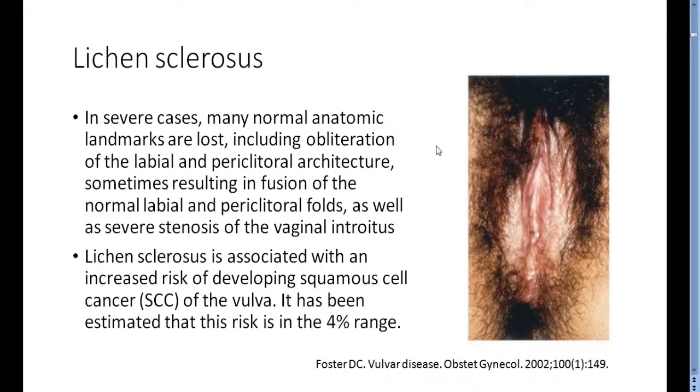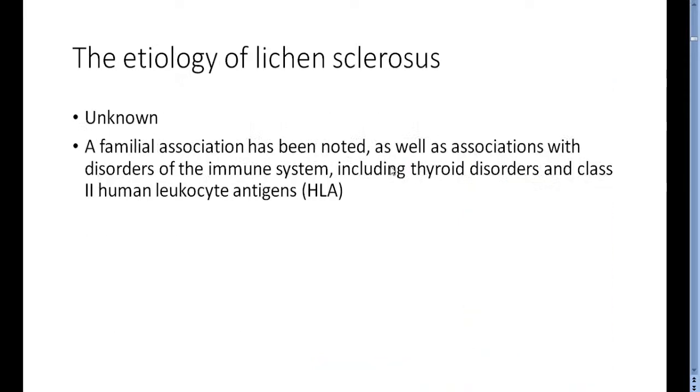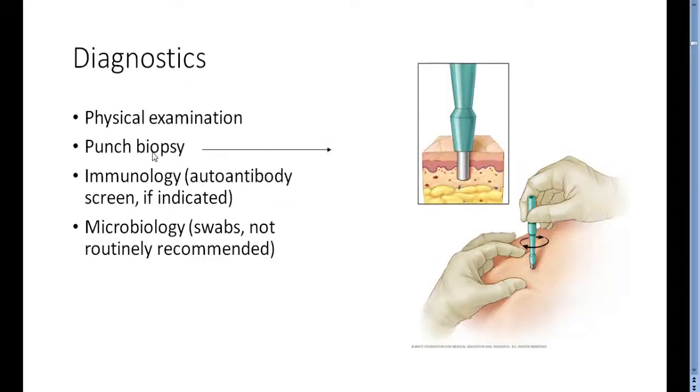Lichen sclerosus is associated with increased risk of squamous cell cancer of the vulva, and the risk is estimated in the range of 4%. Unfortunately, the distinct etiology of lichen sclerosus is not known by scientists and practical doctors. Although familial association has been noted, as well as immune disorders, including thyroid gland disorders and class 2 human leukocyte antigens.